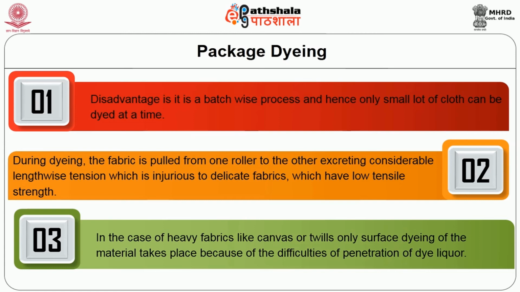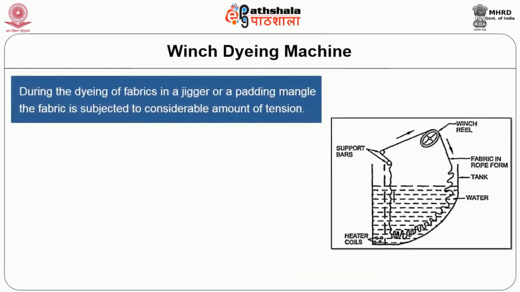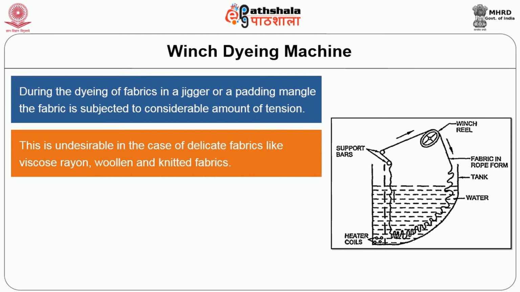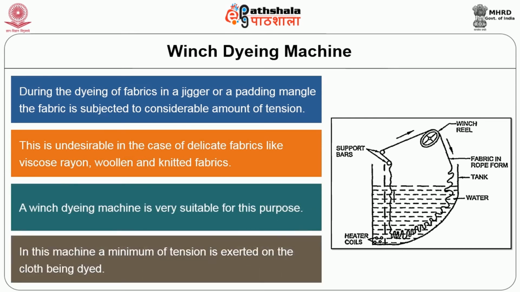The next one is the winch dyeing machine. During the dyeing of fabric in a jigger or a padding mangle, the fabric is subjected to a considerable amount of tension. This is undesirable in the case of delicate fabrics like viscose rayon, woolen and knitted fabrics. A winch dyeing machine is very suitable for this purpose. In this machine, a minimum of tension is exerted on the cloth being dyed.